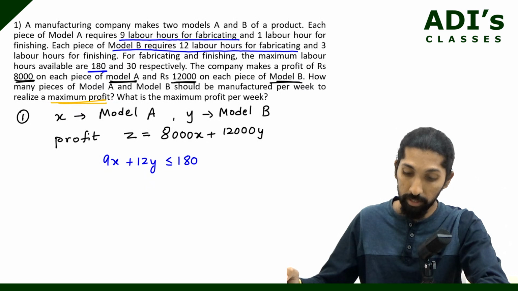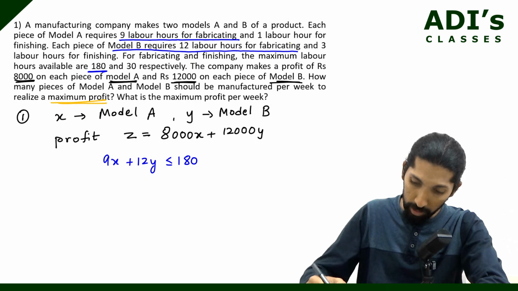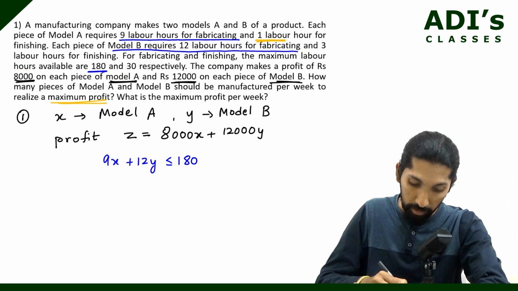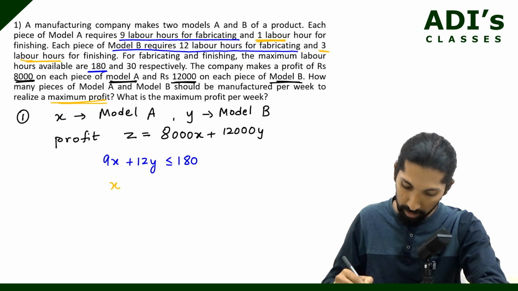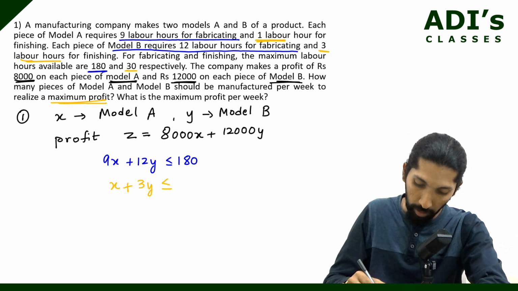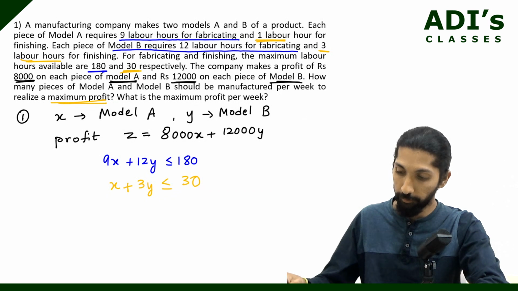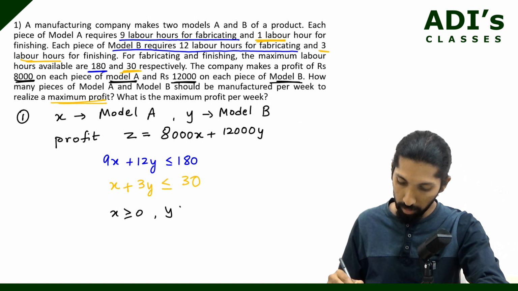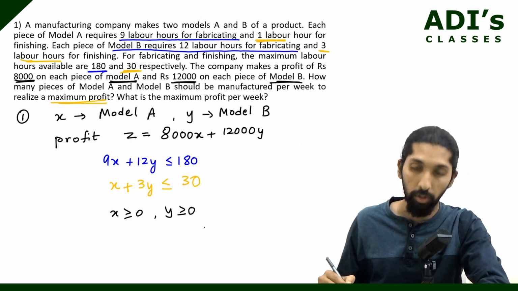Now after this, what is the next part? For the finishing, see, what is the finishing? 1 hour of labor for finishing model A, and then 3 labor hours for model B, correct? So what do we have now? x plus 3y less than or equal to 30 hours. Then finally, the constraints, that is, x is greater than or equal to 0, y is greater than or equal to 0, correct? So these are the things we have.